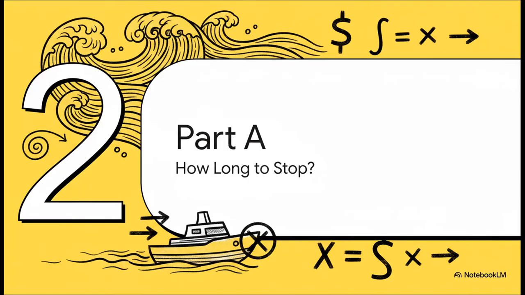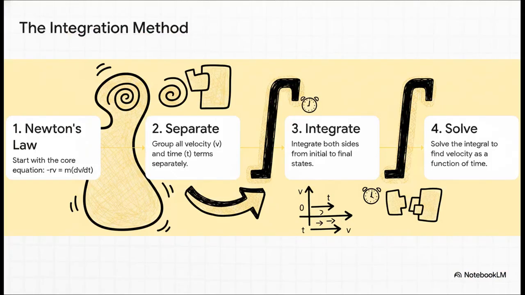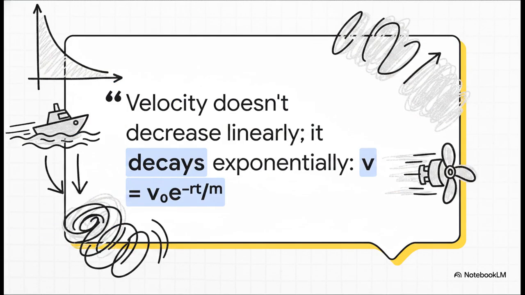All right, we've got our master equation. Let's get to work on the first part of our mission, figuring out exactly how long it takes for this boat to come to a complete stop. To find the time, we're going to use a standard calculus move called separation of variables. It sounds a lot fancier than it is. We just shuffle the equation around to get all the velocity terms, the v's, on one side, and all the time terms, the t's, on the other. Then we just integrate both sides from our starting point, time 0 and velocity v0, up to some later moment. And when you work through that integral, this is the beautiful relationship that pops out.